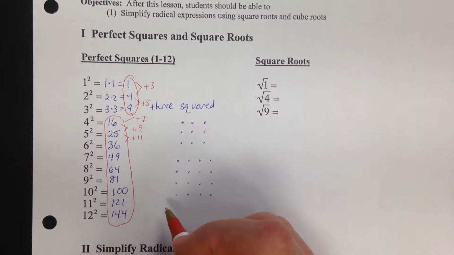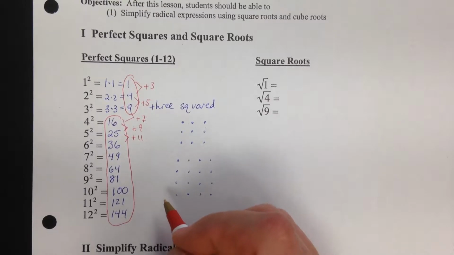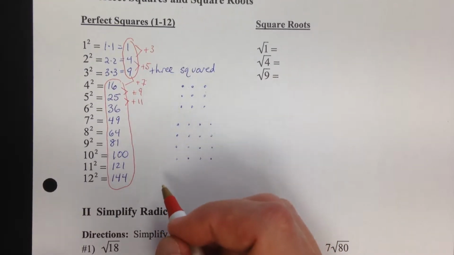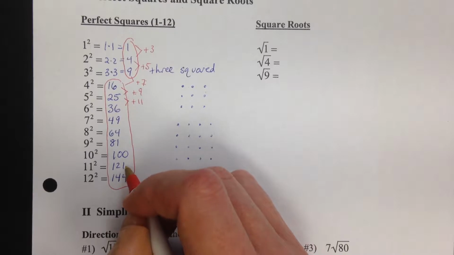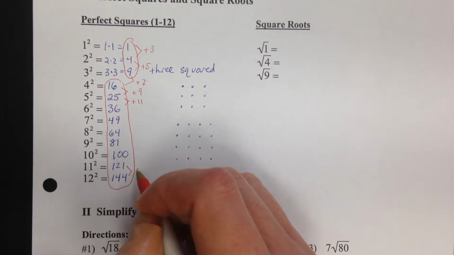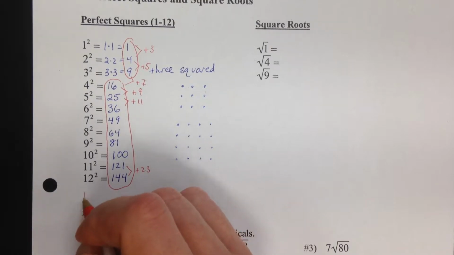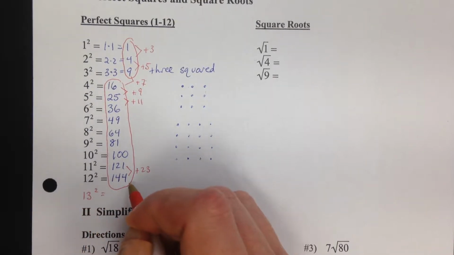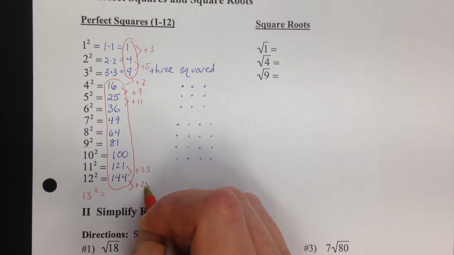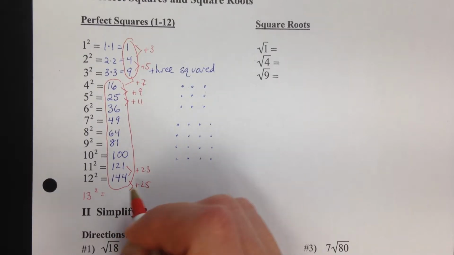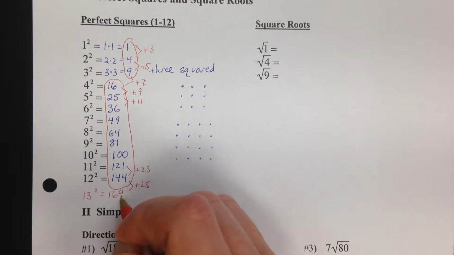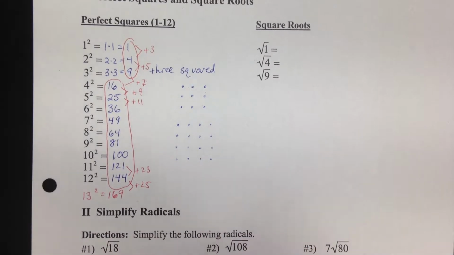Now, it's a kind of a neat pattern. Are you going to use it a whole lot? Not particularly. I mean, if you say 121 to 144, I would add 23. If you were trying to figure out 13 squared, well, you would add 25. And 144 plus 25 is 169. So you could use that pattern to keep going. That's probably not the easiest way to do it.